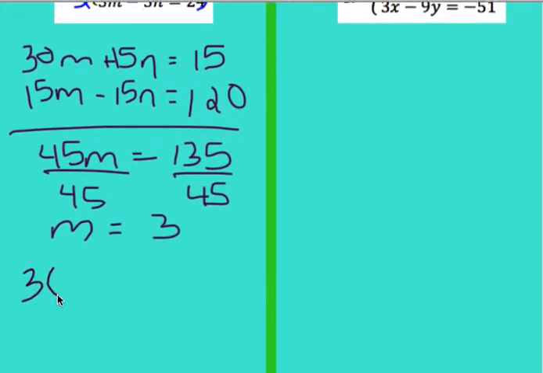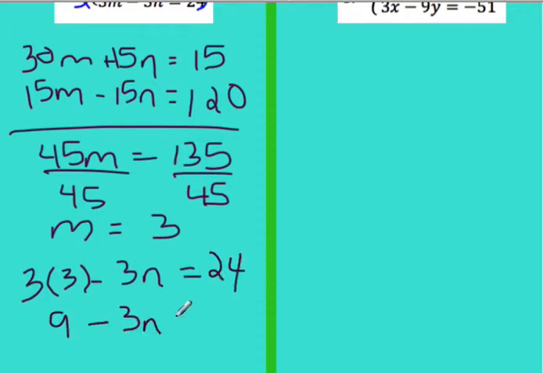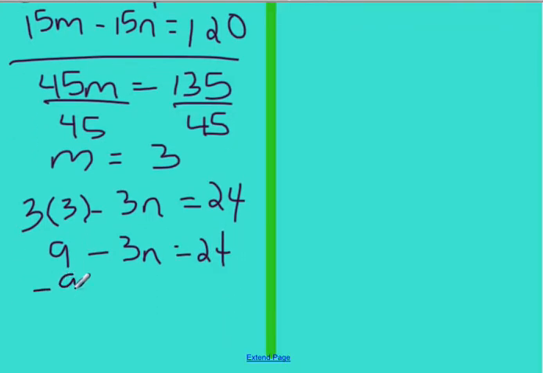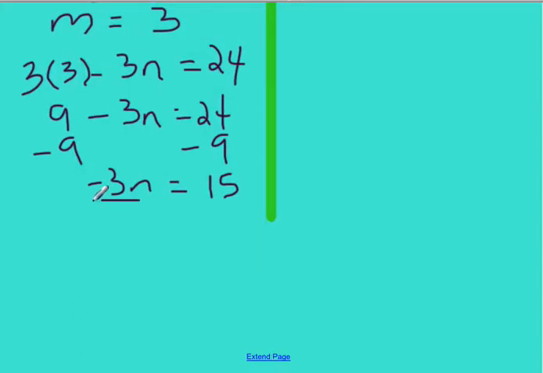So I'm going to take 3, and then instead of writing m, I'm going to take 3. Then minus 3n is equal to 24. So then 3 times 3 is 9, so I get 9 minus 3n is equal to 24. Then since that's a positive 9, I'm going to subtract it to get it over to the other side. So I get a negative 3n is equal to 15. Divide both sides by a negative 3, and I end up getting that n is equal to a negative 5.